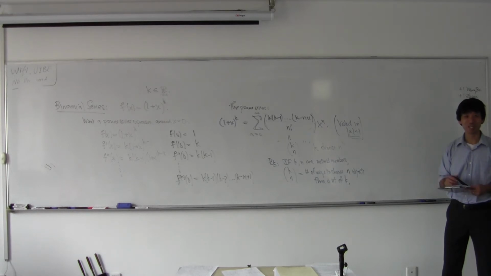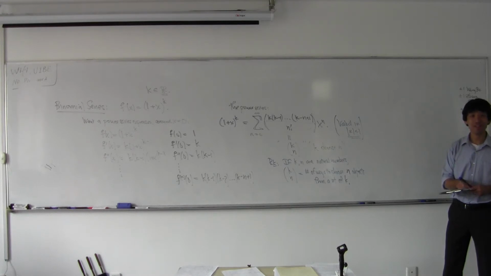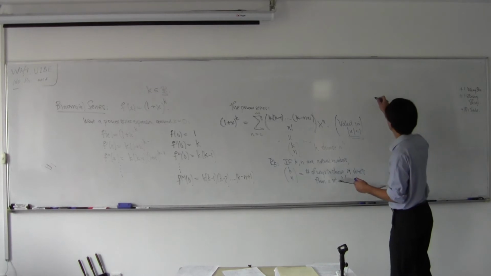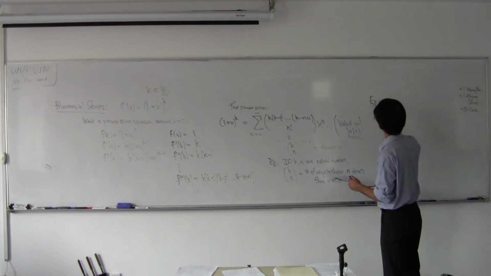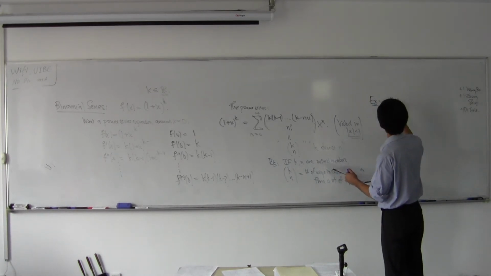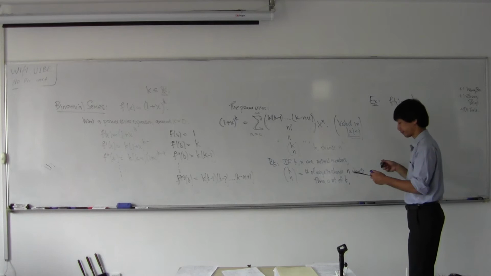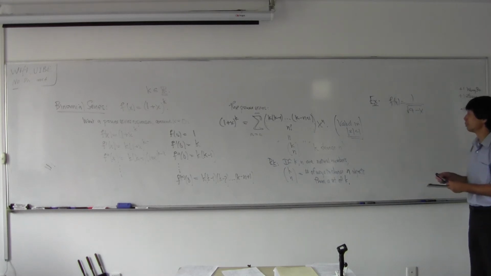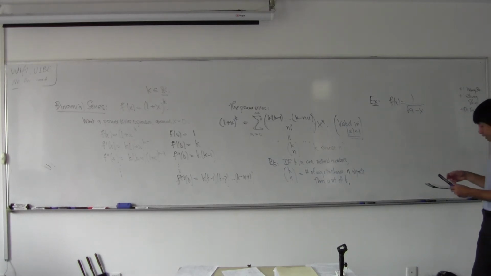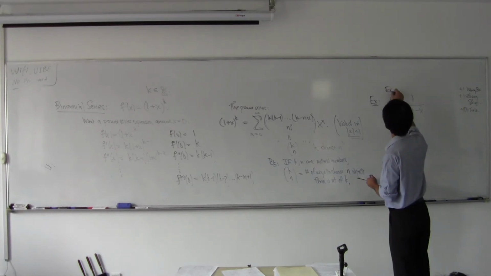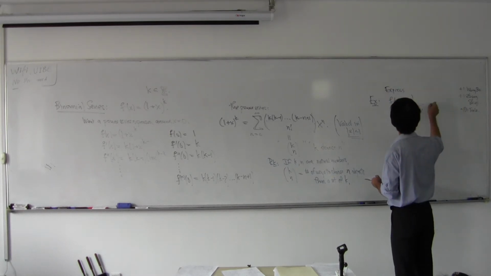Okay. So let's finish up with one final example. Okay. So here it is. f(x) is 1 over the square root of 4 minus x. Okay. And we'd like to express this thing as a power series.